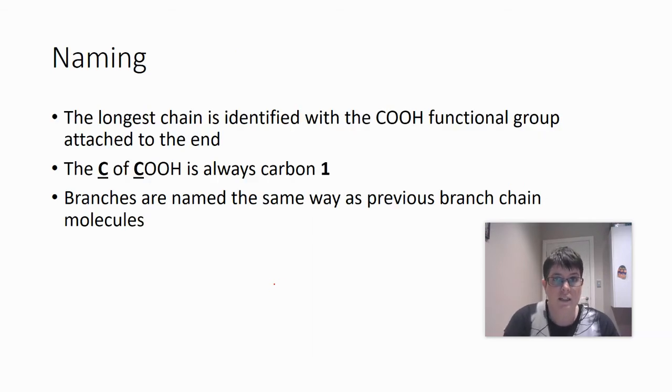The longest chain is identified with the carboxylic acid functional group attached at the end. The C of this functional group is always carbon 1. The branches are named the same way as for alkanes or alkenes or other organic molecules.